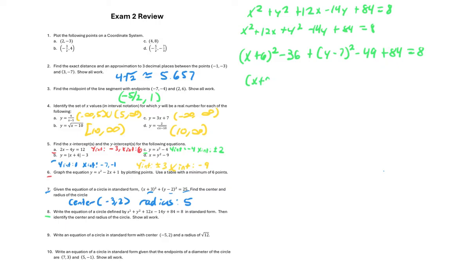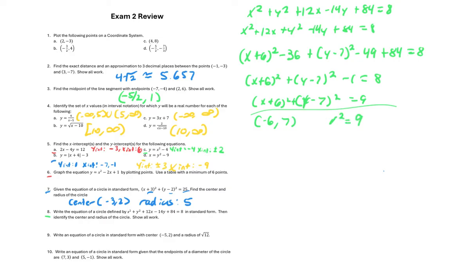Start collecting up like terms. Minus 1 is equal to 8. Is equal to 9. All right, now we have it in standard form. We can read off the center and the radius. So the center is negative 6, positive 7, and then the radius squared is equal to 9, so the radius is equal to 3.